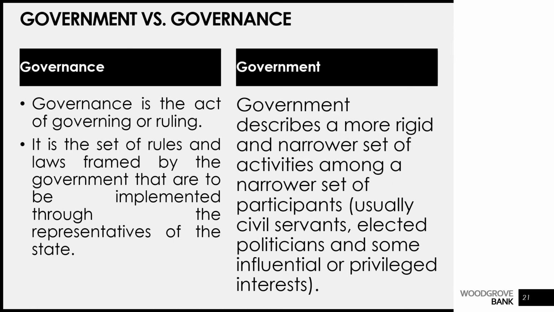Then, what is the difference between governance and government? First, governance is the act of governing or ruling. As I've said, it is the process of governing or ruling a certain group or organization. It is the set of rules and laws framed by the government that are to be implemented through the representatives of the state. So governance could be implemented by the representatives of the state.